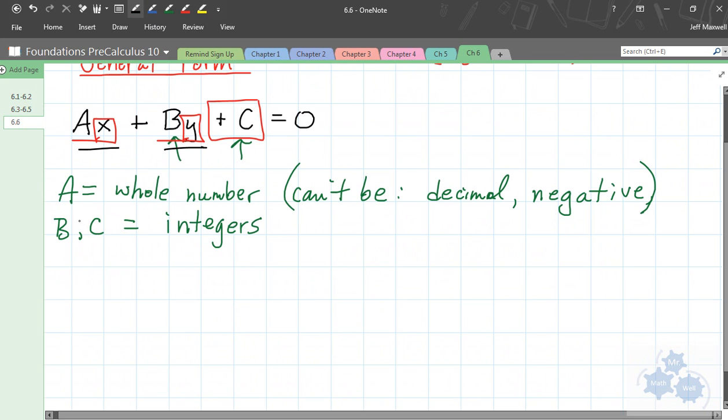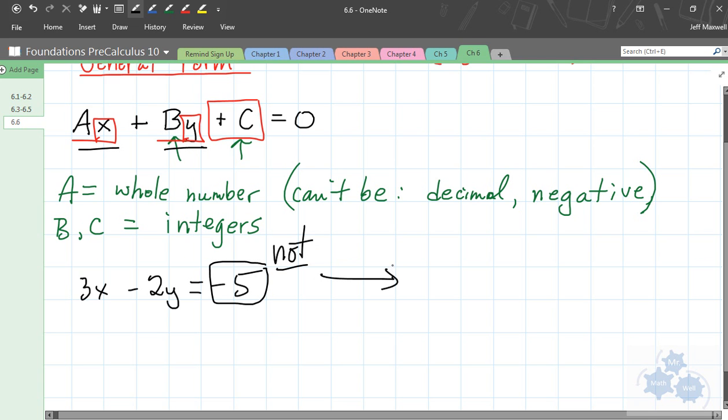Okay, so tell me if this is in general form or not. Are you ready? 3x minus 2y equals negative 5. Is that in general form or not? Okay, I see some heads nodding. I see some people saying no. This is not actually in general form because we have a number on the right side that's not 0. So how can I convert this to general form? Yeah? Okay, you said something about putting the 5. You're on the right track.